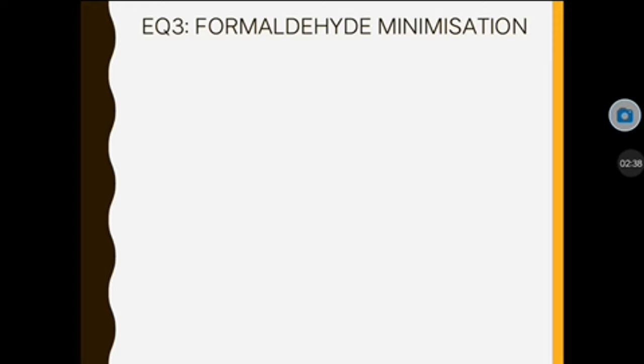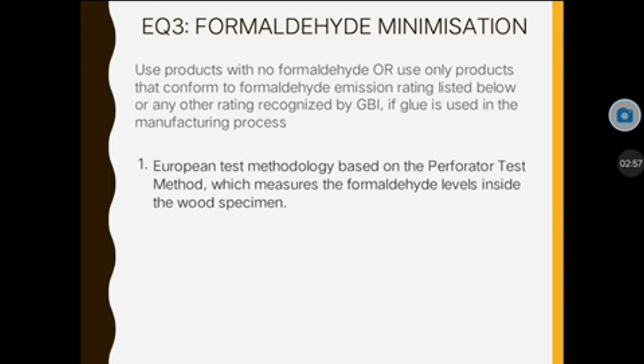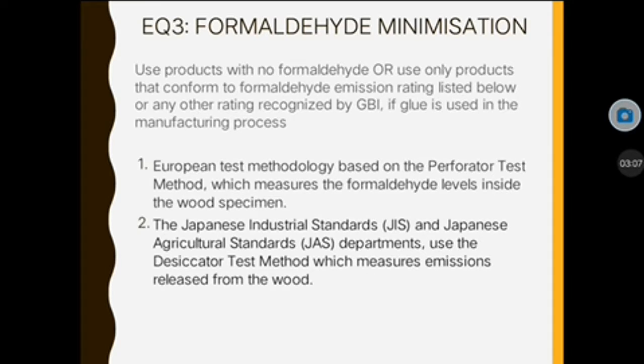Then, formaldehyde minimization. Use products with no formaldehyde, or use only products that conform to the formaldehyde emission ratings listed below, or any other rating recognized by GBI, if glue is used in the manufacturing process. First, the European test methodology based on the perforator test method, which measures the formaldehyde levels inside the wood specimen. Second, the Japanese Industrial Standards (JIS) and Japanese Agricultural Standards (JAS) use the desiccator test method, which measures emissions and release from the wood.